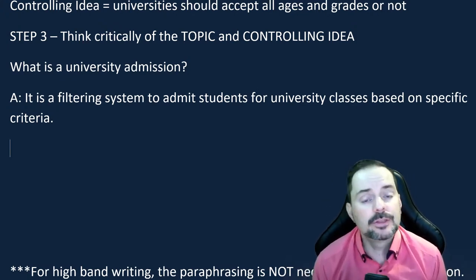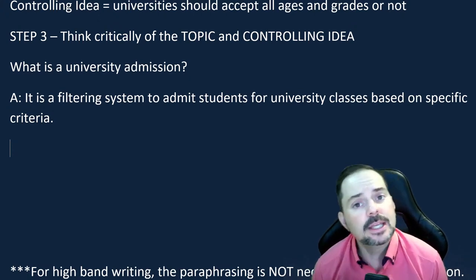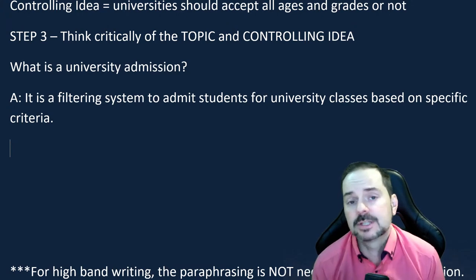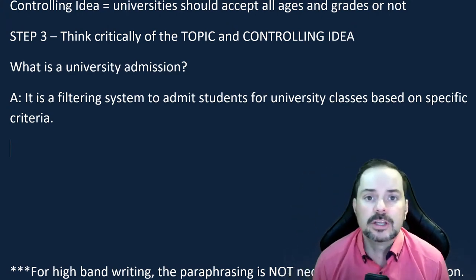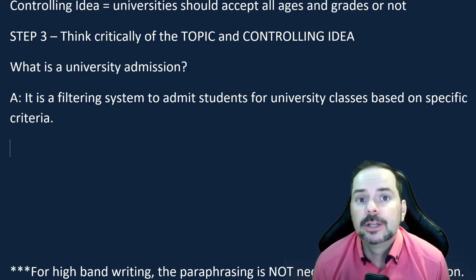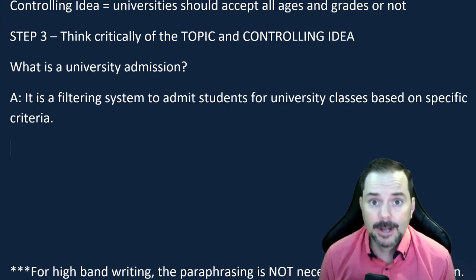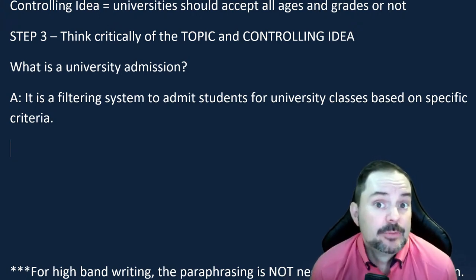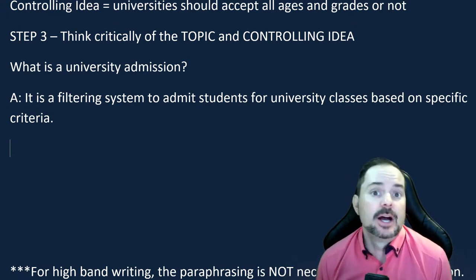Otherwise, if you really are thinking critically about this, you might realize that otherwise you wouldn't need university admissions. You would simply just register for university. So certain events are open to everybody. Tomorrow I'm doing a 10-kilometer race. Anybody can register. There's no filtering system. You don't have to run it under 30 minutes.